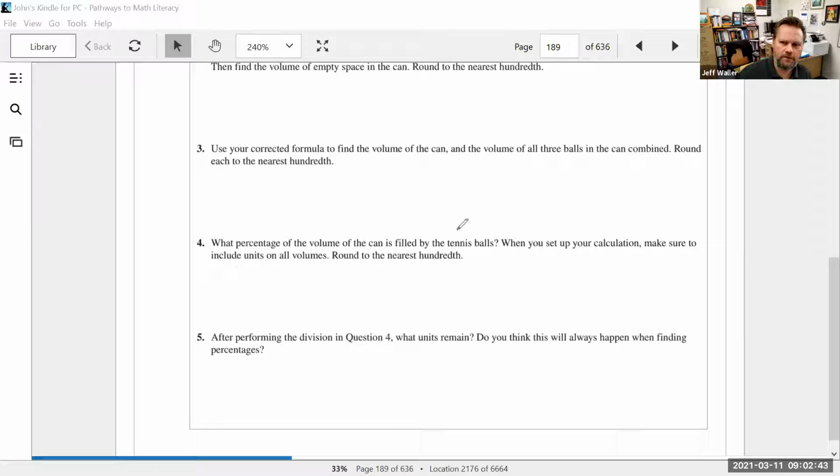On number 4, you're going to take the volume of the balls divided by the volume of the can. This is going to be some number of cubic centimeters divided by some number of cubic centimeters. So what happens to these when you divide them? They cancel each other. Yes, they cancel. So percentages pretty much always come out unitless. There will be no units left. Okay, then I was on the right track. Thank you for the clarification. Sure.